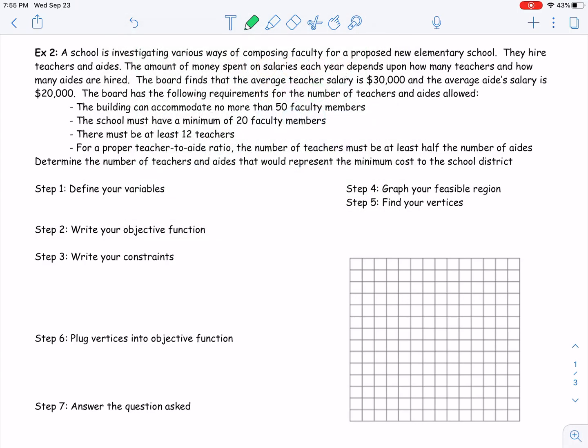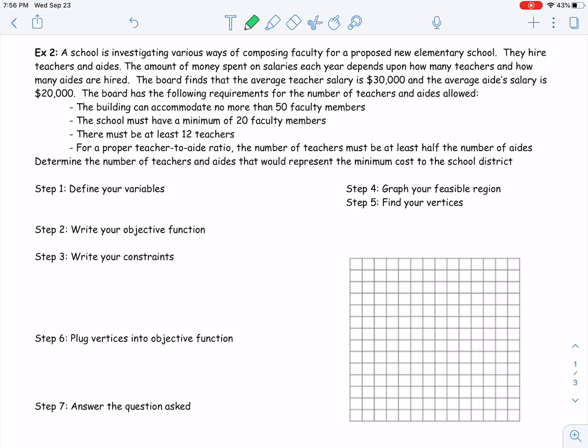Here we go. A school is investigating various ways of composing faculty for a proposed new elementary school. They hire teachers and aides. The amount of money spent on salaries each year depends upon how many teachers and how many aides are hired. The board finds that the average teacher salary is $30,000 and the average aide's salary is $20,000.